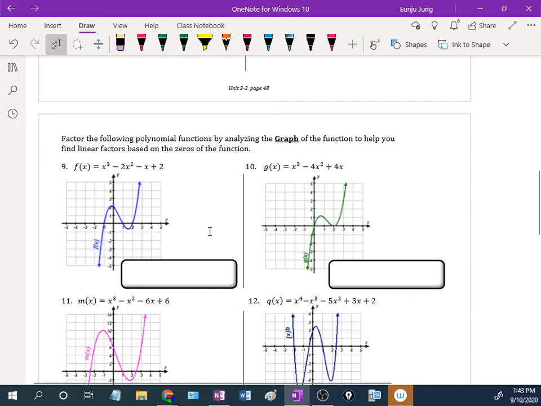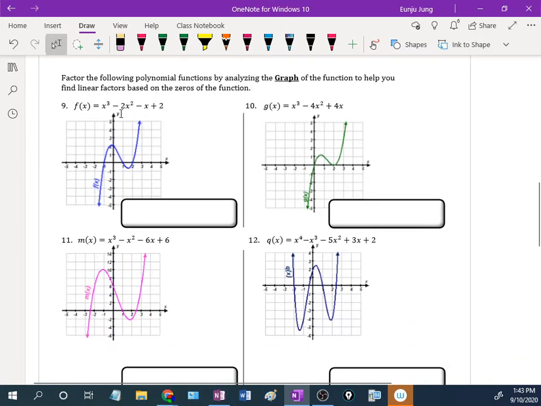In this video, we will talk about how to factor using a graph. So let's read the directions and then let's answer, okay? If you need any extra space, use notebook paper for taking notes. Factor the following polynomial functions by analyzing the graph of the function to help you find linear factors based on the zeros of the function.